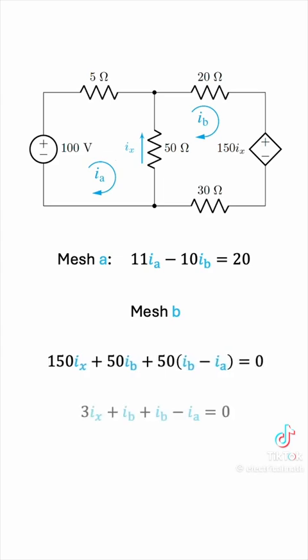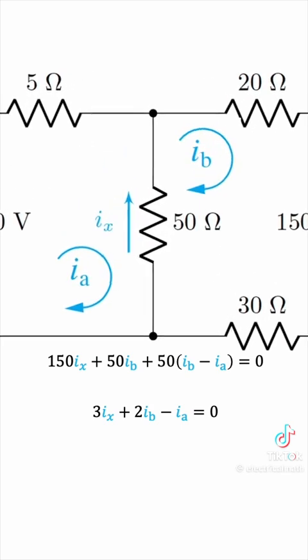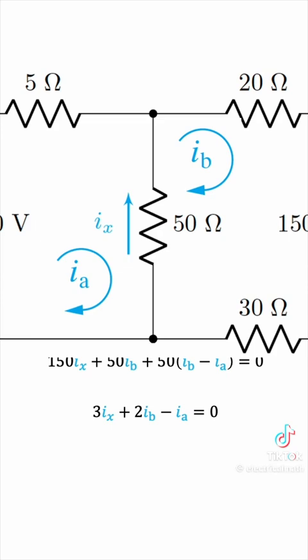Divide everything by 50, group like terms, and now we see a problem because the equation involves IX when we only want it to involve IA and IB. So we have to express IX in terms of the two mesh currents. In order to do that, let's zoom in and have a look. What is IX in terms of IA and IB?